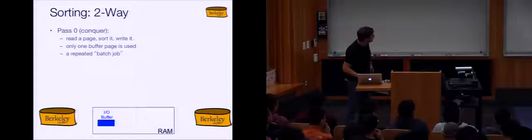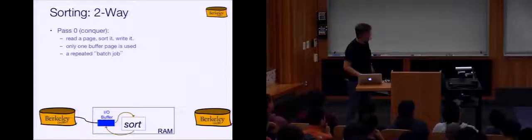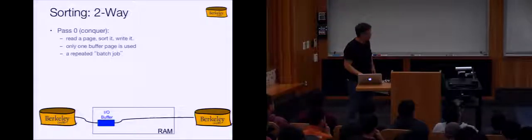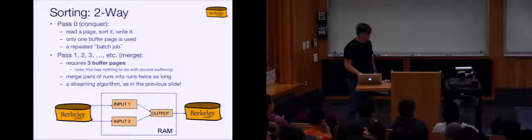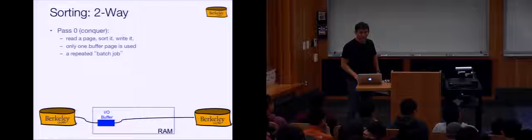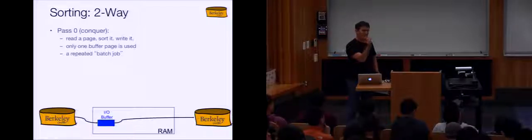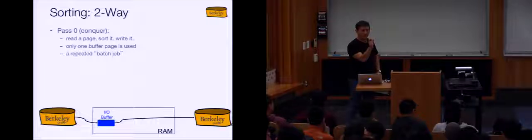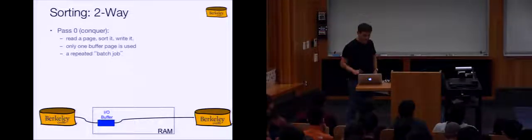We'll read in a page. We will sort the page. And then we will write the page. And then we'll get the next page, and we'll do it again. Okay? So that's pass 0. So we're going to conquer each page. Each page will be a beautifully sorted little piece of data. So there'll be some records from the file there, and they will be sorted. All right? So we've conquered little pieces of the problem.